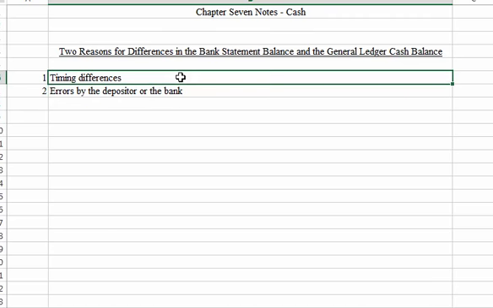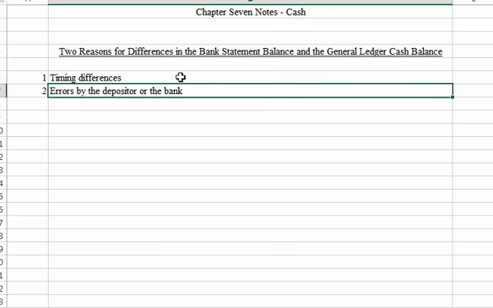We're not worried about timing differences. Like I said, they'll work themselves out. We just want to catch errors that either we, the depositor, made or that the bank made. And you guys, it's really our responsibility to catch both.